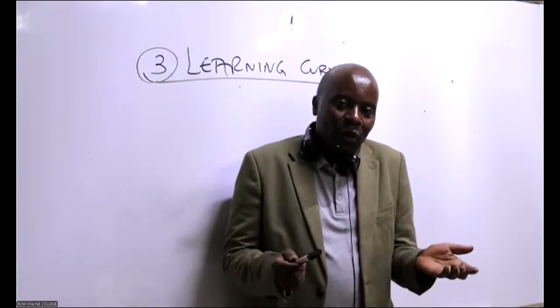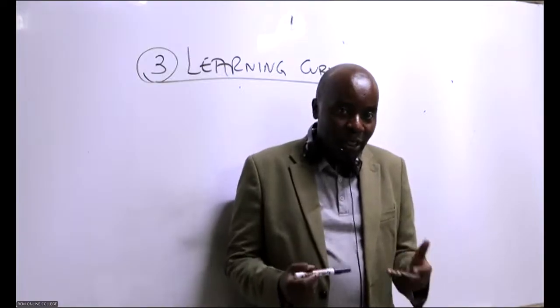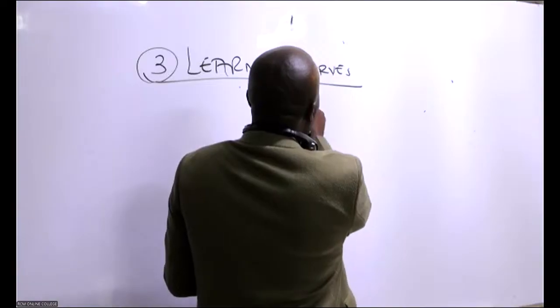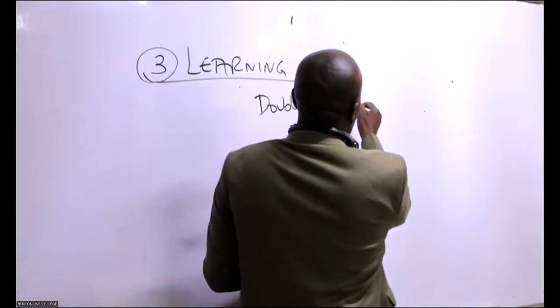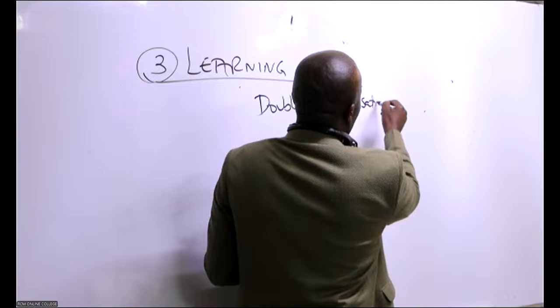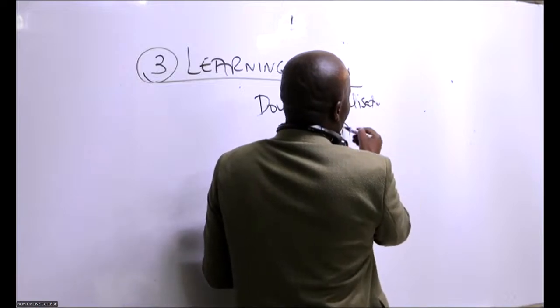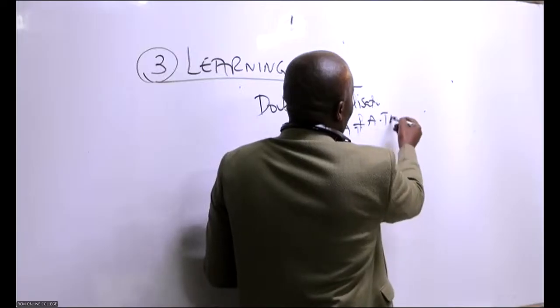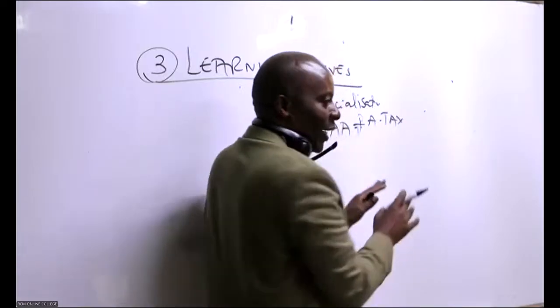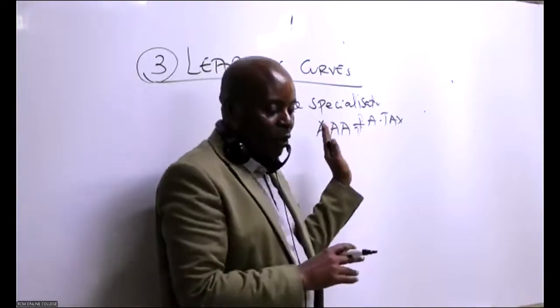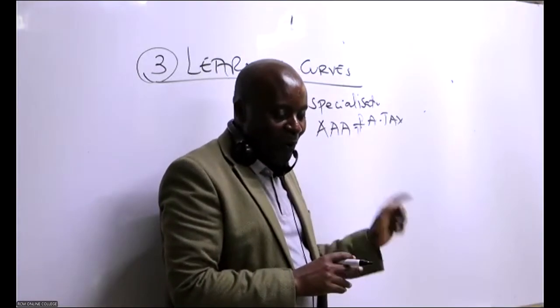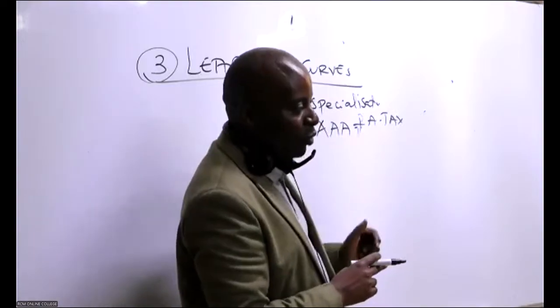They're doing what we call double specialization. Those are good students who have been mentored very well. We have what we call double specialization. So under double specialization, they are doing AAA and advanced tax at the same time. They're not choosing one. This is what I normally tell all my students to do because of what here?